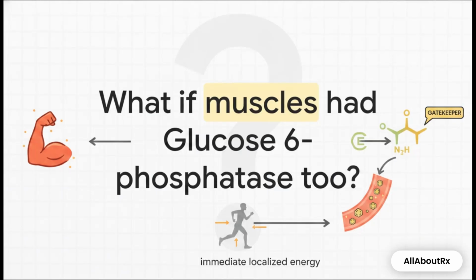I'll leave you with this final thought experiment. If your exercising muscles also had glucose 6-phosphatase, how would that alter the entire design of our blood glucose survival mechanism? If muscles could just release their stored energy into the blood instead of keeping it for their own contraction, would we even have the immediate localized energy needed to, say, run from a predator? It's pretty amazing how perfectly this system is balanced.